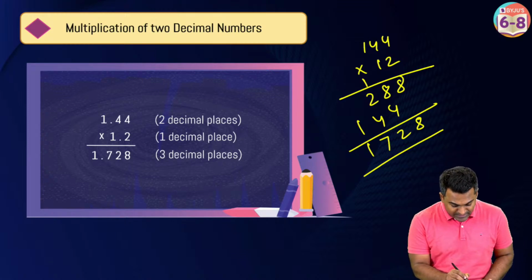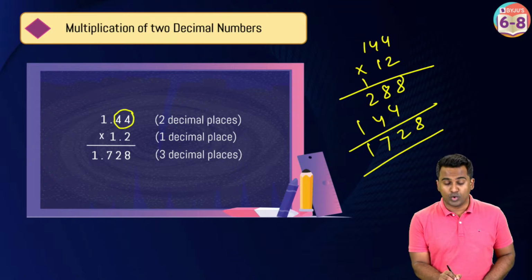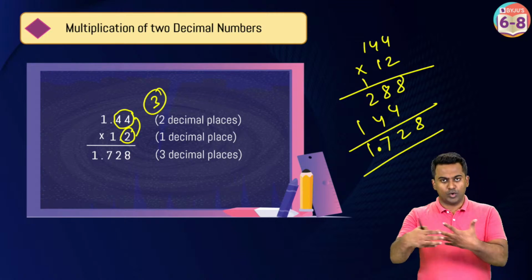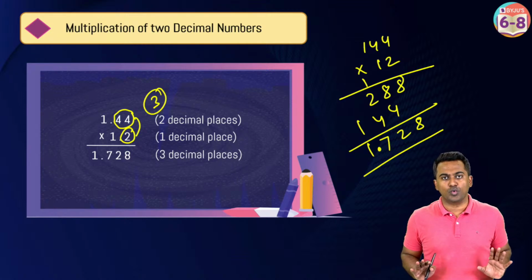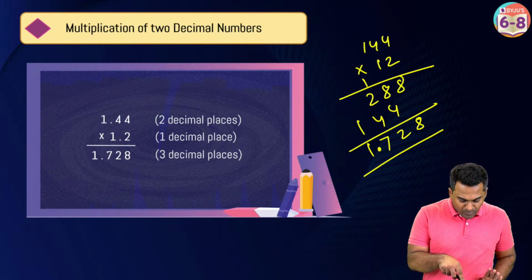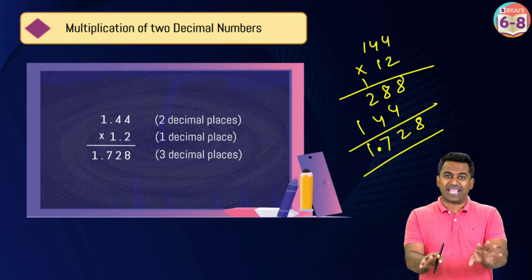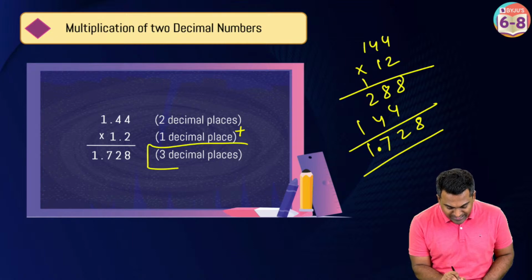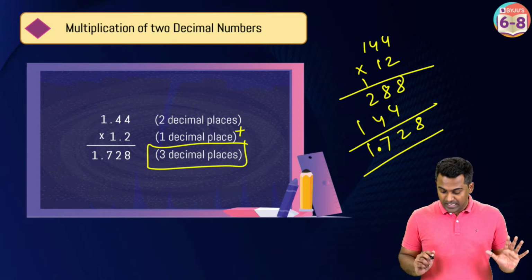Now take care of the decimal point. How many digits after the decimal point here? 2. How many digits after the decimal point here? 1. So total how many? 3. So put the decimal point, starting from the right, 3 digits. That's all you've got to do here. So this is how multiplication will work. First, multiply the two numbers like you multiply any two numbers, and then take care of the decimal places, because the decimal places will get added up. That's all you have to worry about.